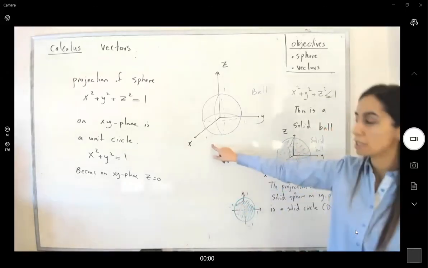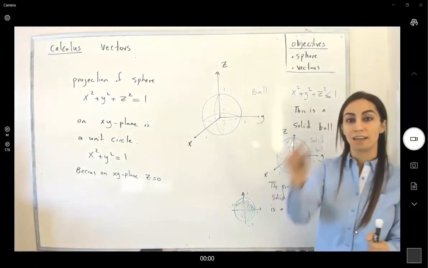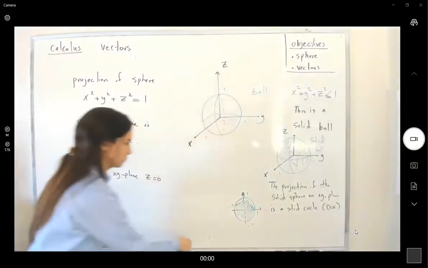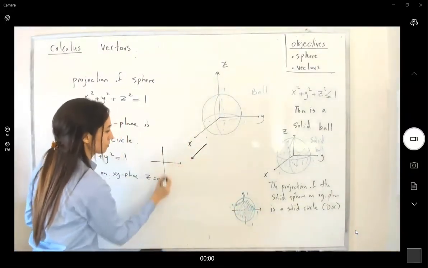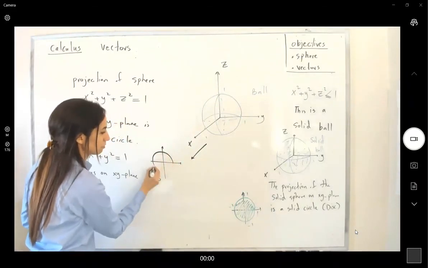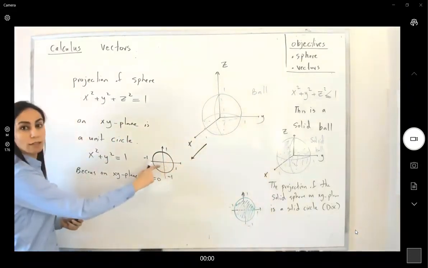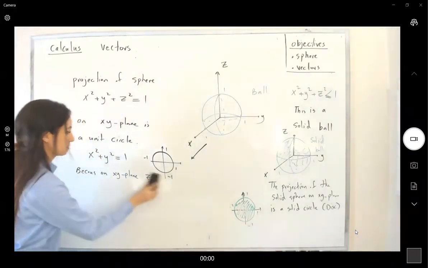But if I project this one in the xy plane, the answer is just a circle, the boundary. We do not include the points inside the circle. That's just a circle.